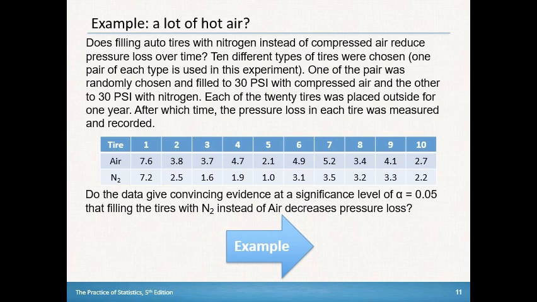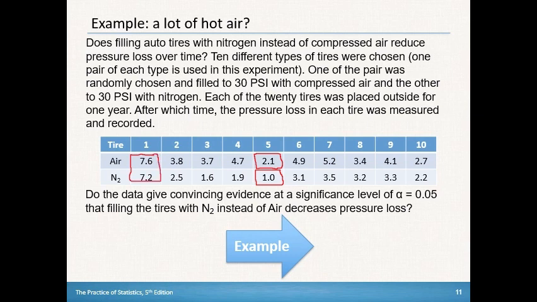For example, if we look at the tire filled with nitrogen, type 5, the nitrogen only lost 1 psi. Almost perfect, right? You lost almost none. Its twin, the one filled with air, lost 2.1 psi. So that tire actually did perform pretty well compared to some of the other ones. Tire type 1, in both cases, lost about 7 psi.